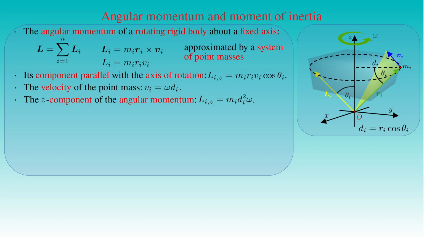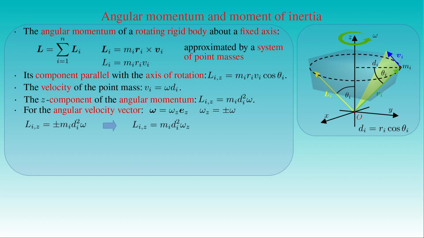We can introduce the angular velocity vector omega with the magnitude of the angular velocity of the rigid body rotating about the z-axis, denoted by omega z, and with the direction of the axis of rotation or the unit vector Ez. The magnitude of the angular velocity vector can be either positive or negative depending on the direction of rotation of the body. Then in the general case, the z component of the angular momentum Li given by plus or minus mi times di squared times omega, is equal to the mass mi times the square of the distance di, times the z component of the angular velocity vector omega.